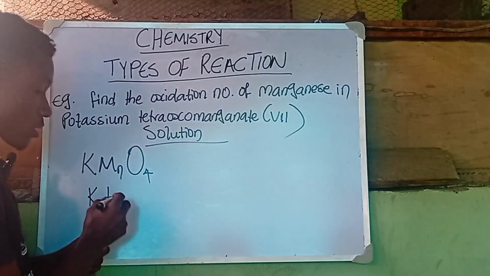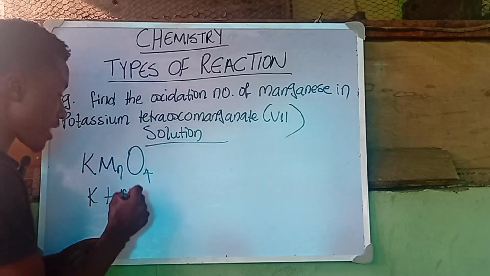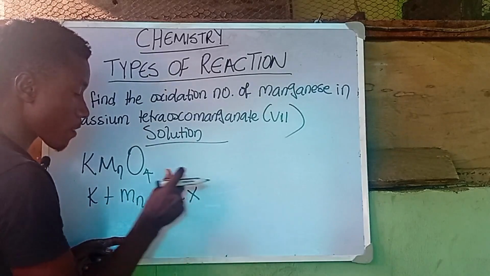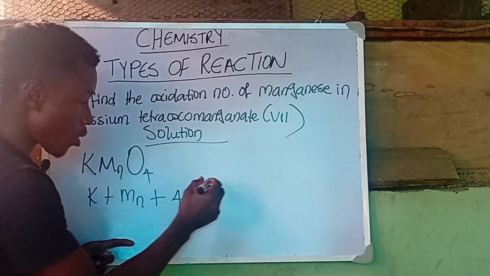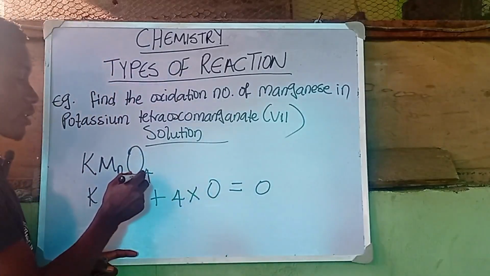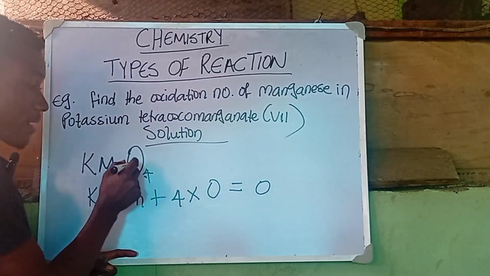So we are going to say K plus Mn plus 4 times O, which is our oxygen, equals 0. Why it is 4 times O is because of this 4 here, times this oxygen.